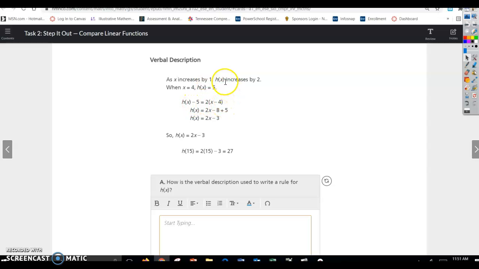All right, and then it says h of x increases by 2. That's why it's been multiplied by 2 here. All right, so h of x equals 2x minus 3. If you simplify all of this together, you get h of x equals 2x minus 3, and then we just plug in the 15 here. Again, 2 times 15 is 30, minus 3 is 27.